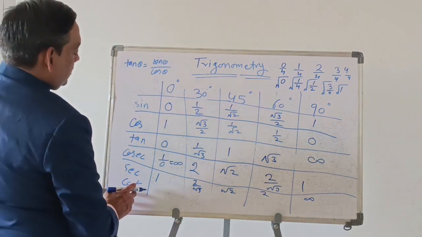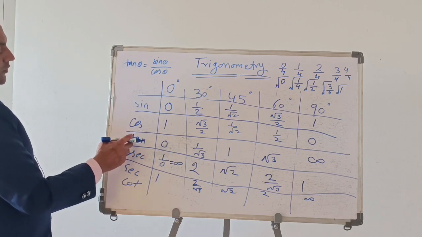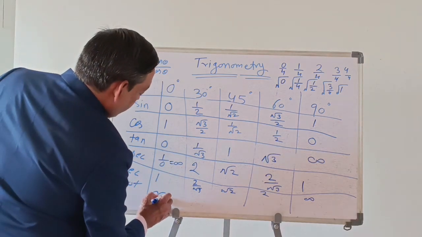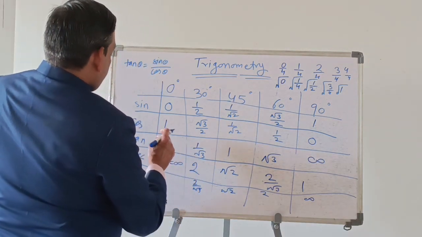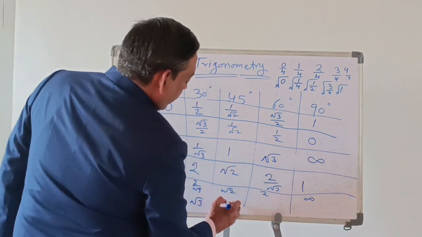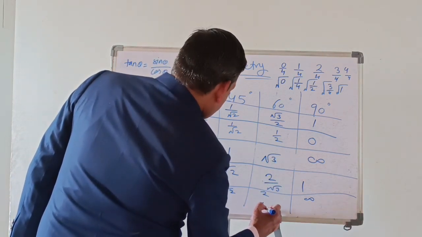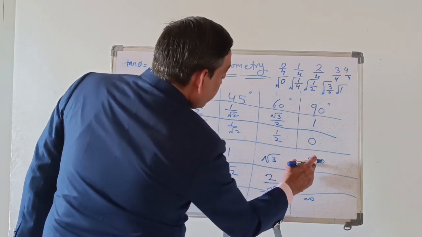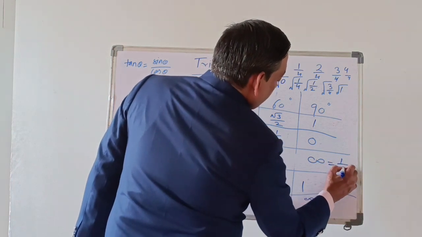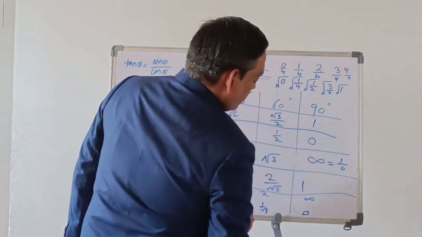Then cot: either you can do cosec upon sec, or the simple way is the reciprocal of tan. So what is the reciprocal of 0? 1 upon 0, which is not defined. Then 1 upon root 3 becomes root 3, then 1 will be as it is, and this will be root 3, so it becomes 1 upon root 3. And infinity, the important thing, infinity is nothing but 1 upon 0, so the reciprocal of 1 upon 0 is 0 upon 1, which is 0.